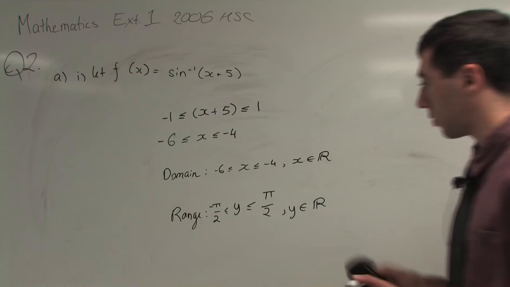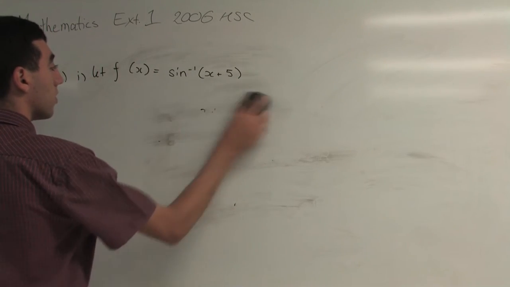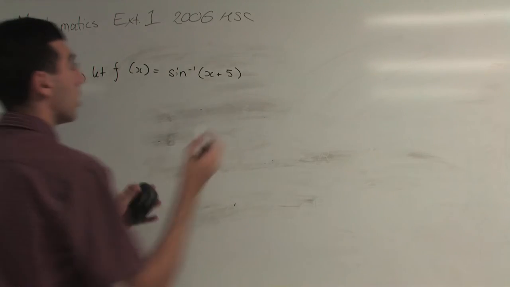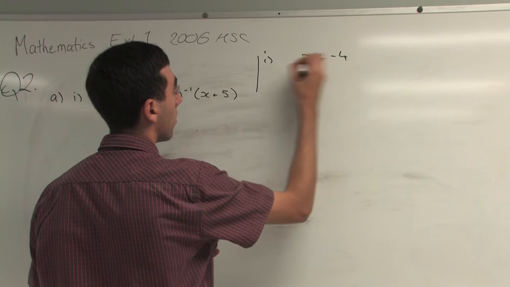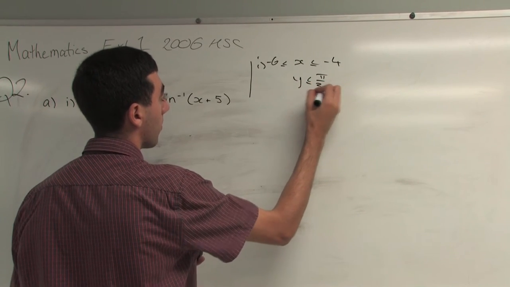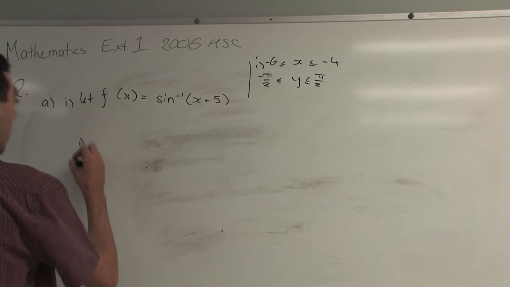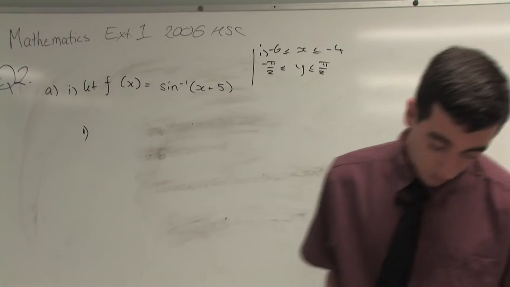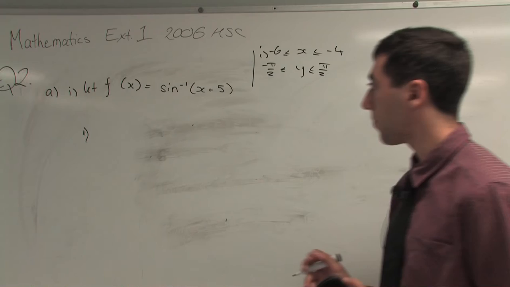Now we'll be moving on to part 2, as I erase from our board. So now we've established our domain, so I'll write it up the top here, and y. The second part of the question asks us to find the gradient of the graph at the point where x equals minus 5.